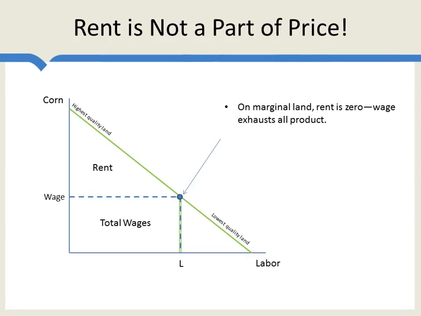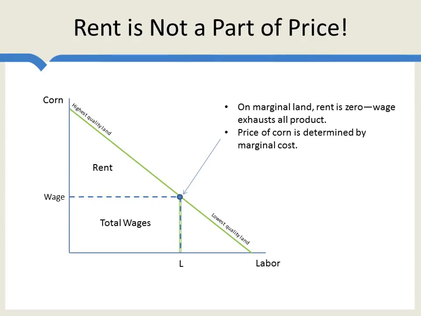Now, let's focus on this marginal piece of land farmed by the marginal laborer. As we showed earlier, the output from that piece of land will be equal to the wage. In other words, on the marginal land, the rent is zero. The wage exhausts all of the product. There is zero rent on the marginal piece of land. Now, the price of corn is going to be determined by marginal cost. The price of corn is going to be determined by the cost of producing it on the marginal land, which is just the wage. Why is this?